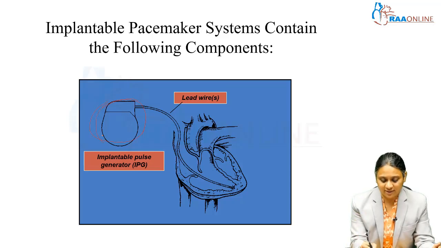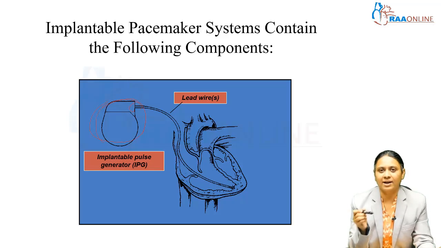Then it is connected to the lead. Here the lead is screwed into the generator. This lead enters the left subclavian vein, through the left subclavian vein into the vena cava, into the right atrium or the right ventricle. So this is the classical conventional pacemaker, atrial or ventricular or dual chamber pacemaker.